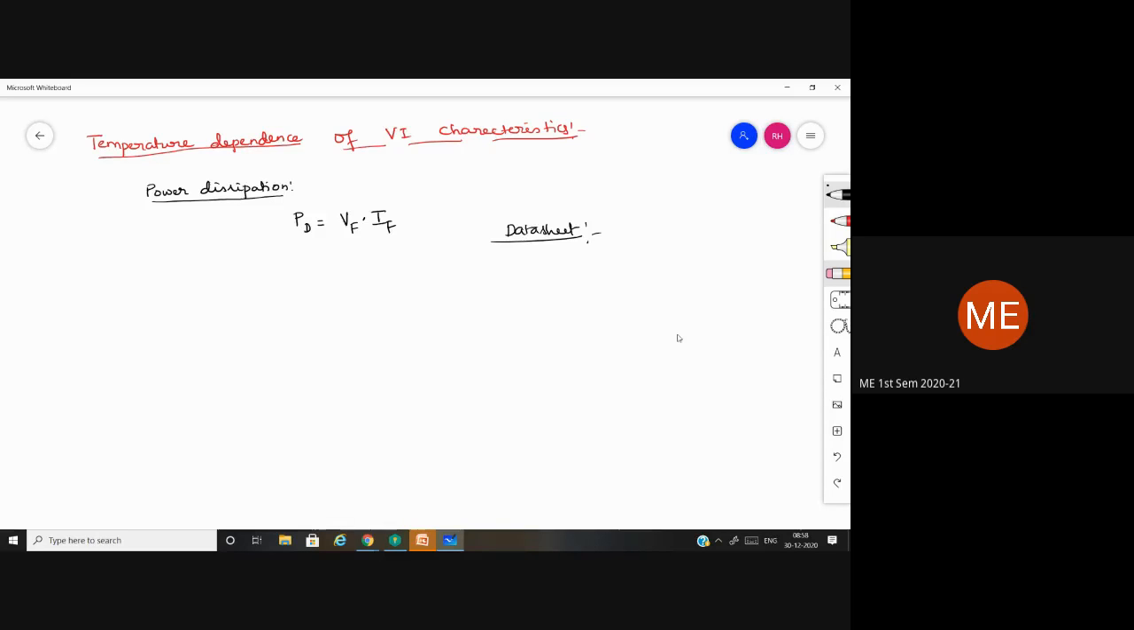So during that time, when the temperature keeps on increasing, the power dissipation happens, and the power given out by the diode will automatically start decreasing. It will start decreasing. So we have a graph for that.